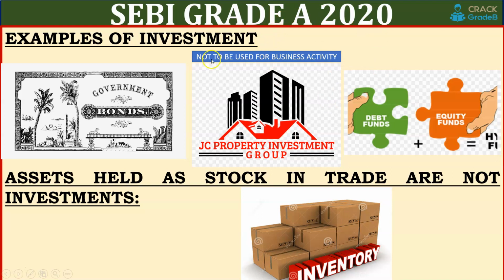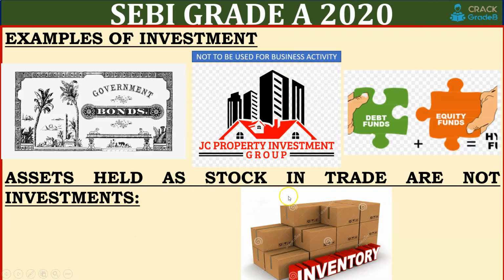Okay, so whatever building you are purchasing, you do not have to use it for your business activity. You always have to let it out to any other person. Only then we call it an investment. Otherwise, if you are buying any building for business purposes, then it is a fixed asset and the treatment is provided in accounting standard 10, that is property, plant and equipment.